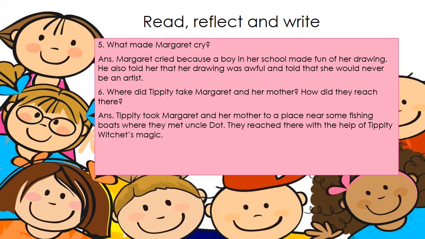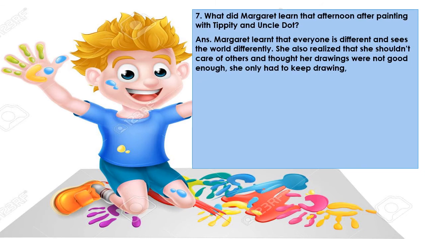Where did Tippity take Margaret and her mother? How did they reach there? Well, the answer is, Tippity took Margaret and her mother to a place near some fishing boats where they met Uncle Dot. They reached there with the help of Tippity Witch's magic. Yes, she had a magic wand, na? So that's why they reached there with the help of Tippity Witch's magic.